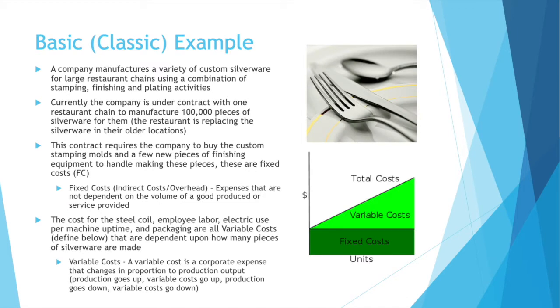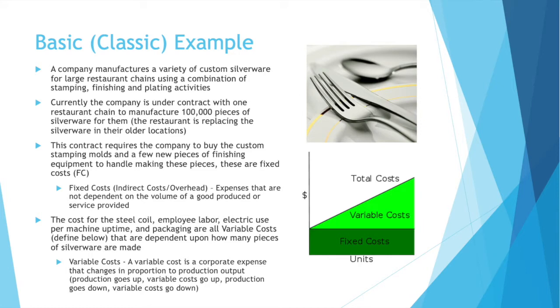Let's go over a basic example of economies of scale, and this is probably similar to something you did while in school. Let's say we have a company that manufactures a variety of custom silverware for large restaurant chains, using a combination of stamping, finishing, and plating activities. Currently, the company is under contract with one restaurant chain to manufacture 100,000 pieces of silverware for them. Let's say the restaurant is replacing the silverware in their older locations. This contract requires the manufacturing company to buy custom stamping molds and a few new pieces of finishing equipment to handle making these pieces. These are fixed costs.